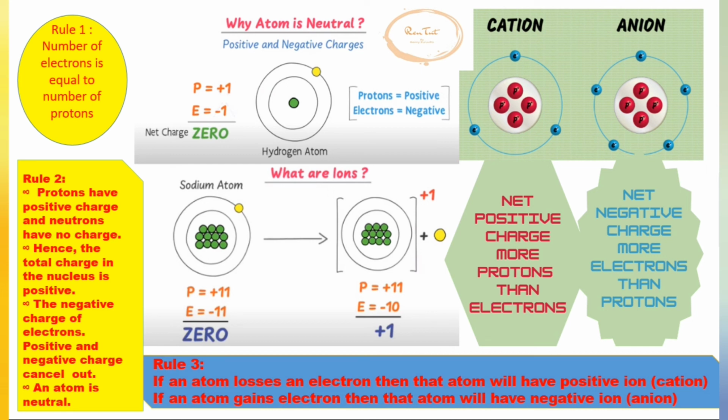The third rule we have learned is that if an atom loses an electron, then that atom will have a positive charge, and that is called a cation. And if an atom gains an electron, like we had seen in the previous example of fluorine, then that atom will have a negative charge, and that is called an anion. A cation has more protons than electrons, and in anions the electrons are more and the protons are less.